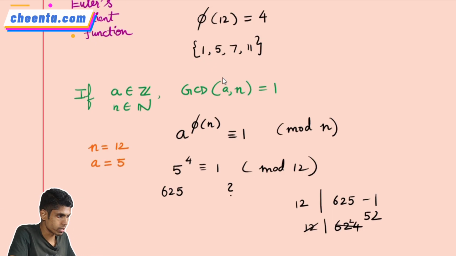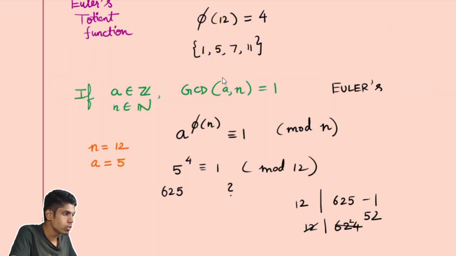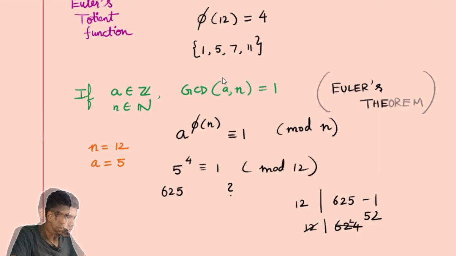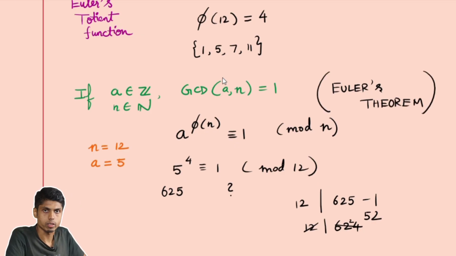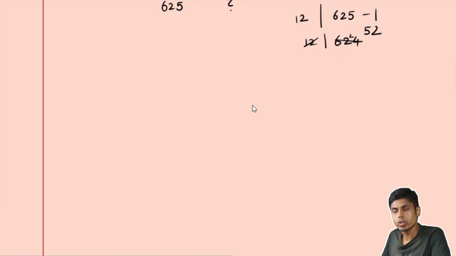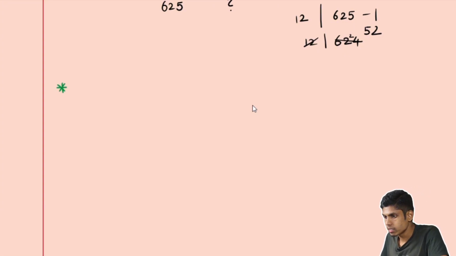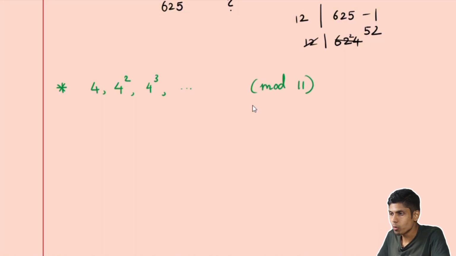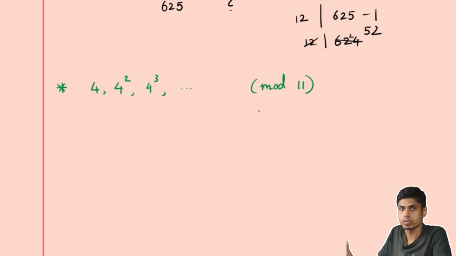We haven't proved Euler's theorem, but we will use it in our discourse for further diving into modular arithmetic. Alright, now we are going to observe some pattern. So watch carefully. Consider the powers of 4: 4 to the power 1, 4 to the power 2, 4 to the power 3 and so on, modulo 11. And let's see how its remainders behave. We will deduce certain properties from that, and we will also define a new property from that.